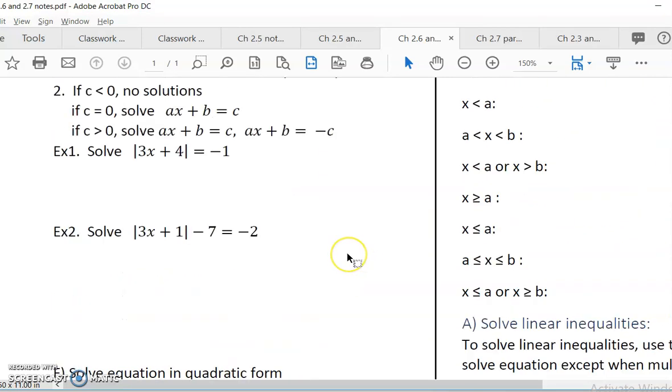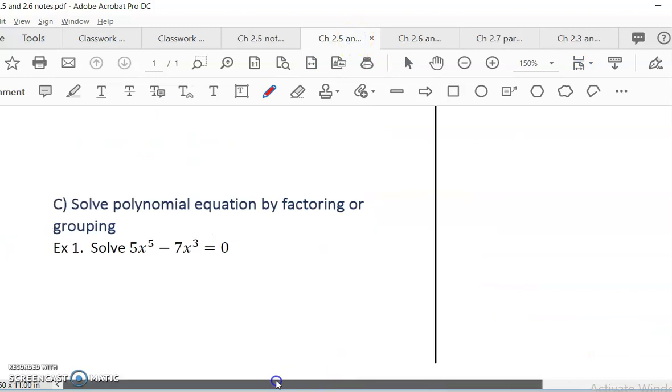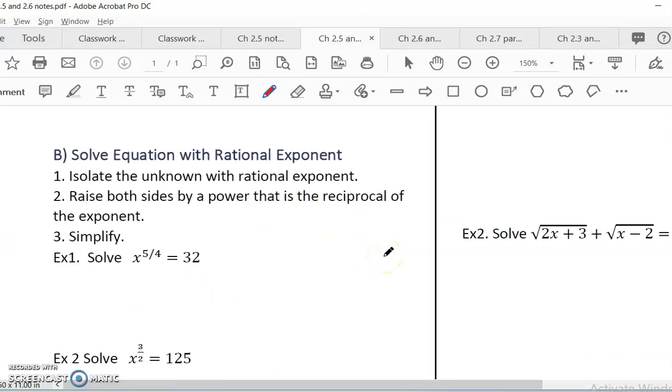And that is 2.6. Okay, so in 2.5 we do quadratic, which is very important, and in 2.6 we're solving all others. These equations are important for calculus. In calculus, you would need to solve these kinds of equations.